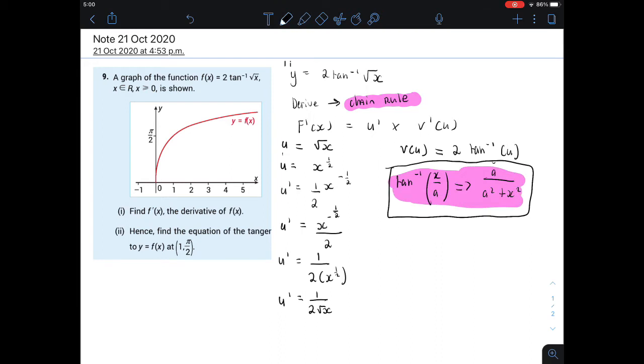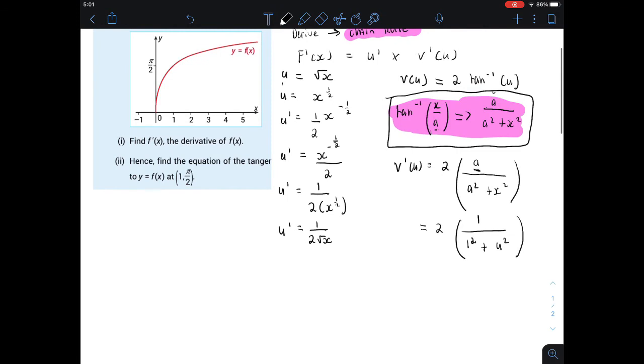Now let's derive. So v prime u is equal to 2 times a over a squared plus x squared. Please note we do not derive the 2 as this is just a multiple that we multiply in at the end. Here we'll substitute in for a and x. So inverse tan of u, that gives us a as 1. So it's 1 all over 1 squared plus u squared. And from here we expand and simplify.